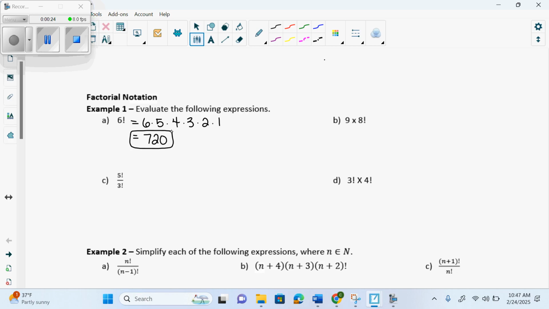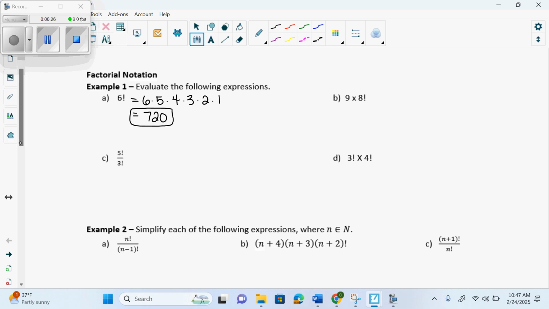Okay, we're not doing all of these. We're just going to do a few. 5 factorial over 3 factorial. Now, if you look at it, 5 factorial is 5 times 4 times 3 times 2 times 1, blast off, over 3 times 2 times 1, blast off, right? So we are going to look at that.